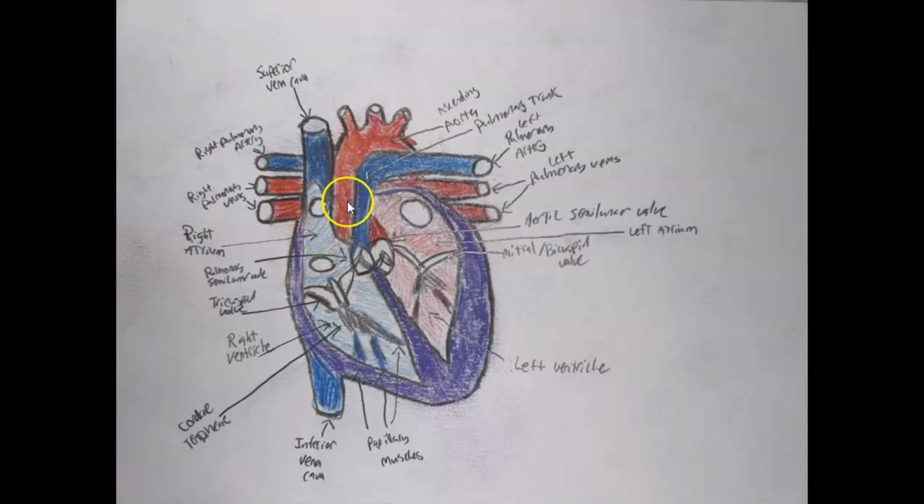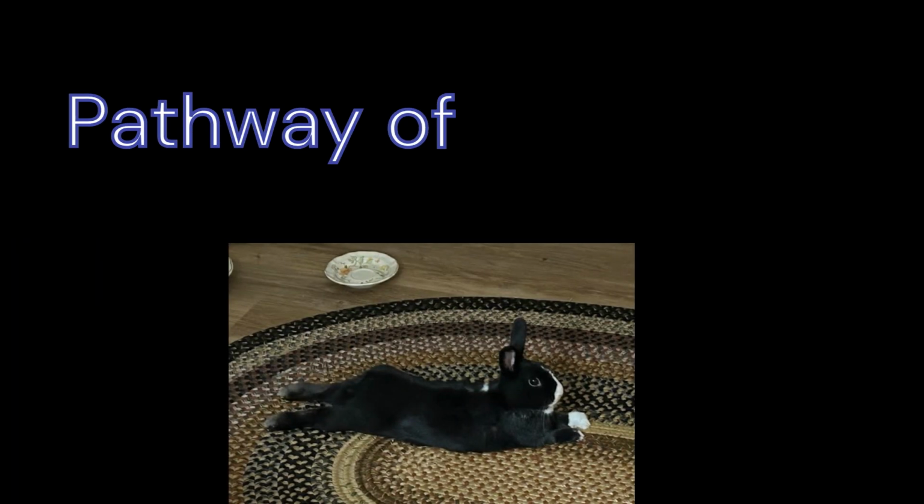This is called the ascending aorta right over here. This is the pulmonary trunk, and then this is the left pulmonary artery. This is the right pulmonary artery. These are the left pulmonary veins, and these are the right pulmonary veins.